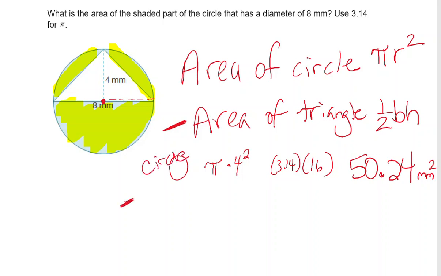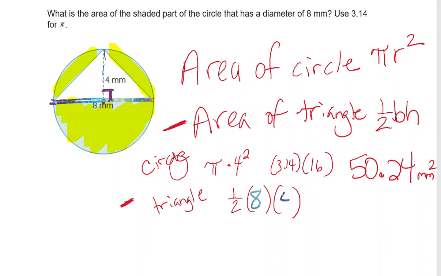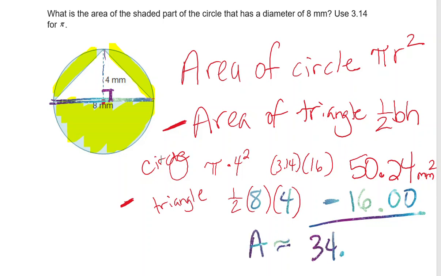Now we're going to subtract from that the area of the triangle, and that is 1/2 times base times height. So here in this triangle, the base and the height have to form a right angle. So they're showing us here that the base is 8 and the height is 4. 8 times 4 is 32, and 1/2 of 32 is 16. So we're going to subtract 16 from 50.24 to find the area is approximately 34.24 millimeters squared.